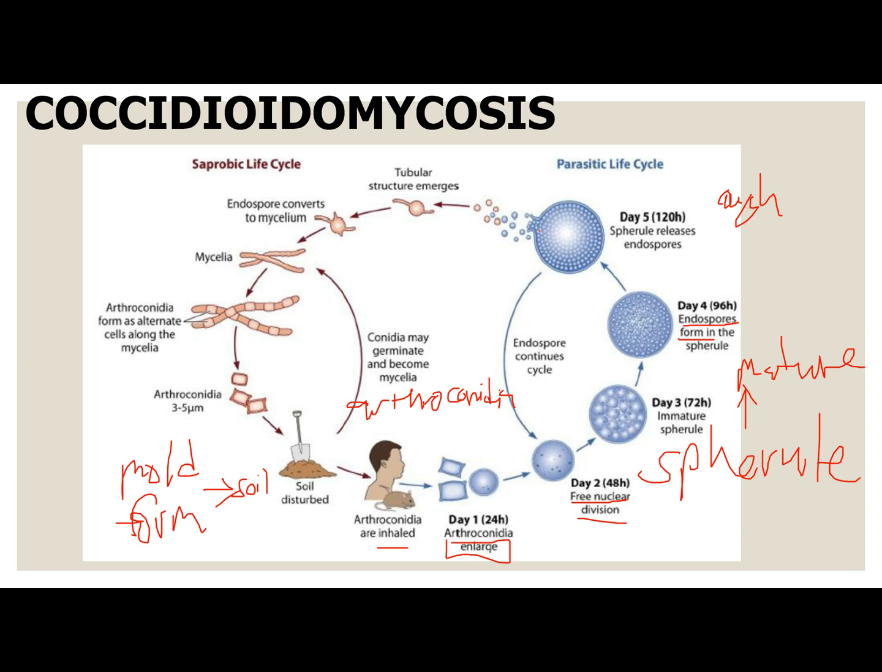Now let's continue the cycle. Once the patient coughs out spherules containing endospores, the endospores, class, would start to develop tubular structures. These tubular structures are part of the mold form. They are like hyphae. The endospores would continue to become a mycelium, and the mycelia, class, would start to form the arthroconidia. So there are your arthroconidia. Arthroconidia would form as alternate cells along the mycelia. Then it starts to disintegrate, releasing arthroconidia, where it would remain in the soil for a very long time until the cycle would repeat itself.